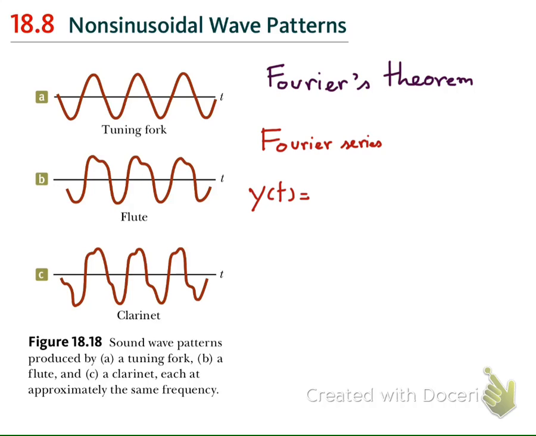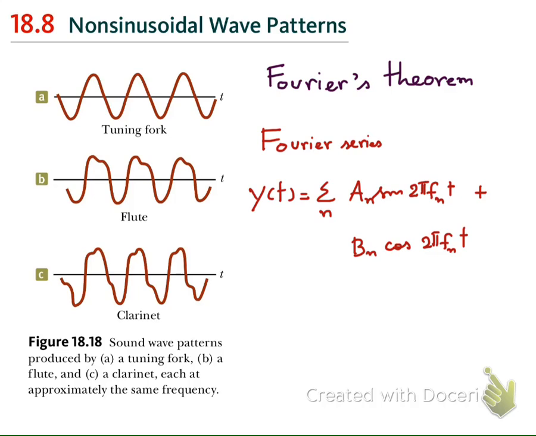The Fourier series can be written as y(t) equals the summation over n of An sine 2 pi fn t plus Bn cos of 2 pi fn t. The meaning of this series is that, normally, this is an infinite series, so you need infinite terms in this series to create the appropriate wave.